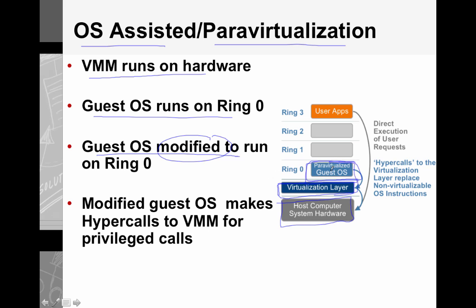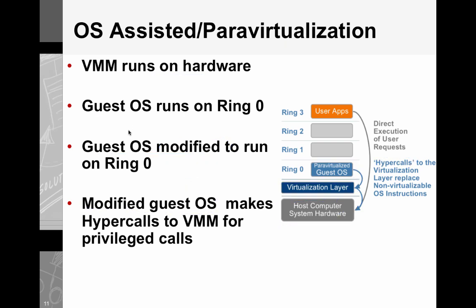Remember, the guest operating system likes to directly access the hardware for some of the x86 operating systems. Here, they change all those instructions and they make what are called hypercalls. Those hypercalls will come to the virtualization layer, which will make the calls to the hardware. And so that's how the OS-assisted or para-virtualization works. The most important thing to remember here is that the guest operating system is actually modified in this model.